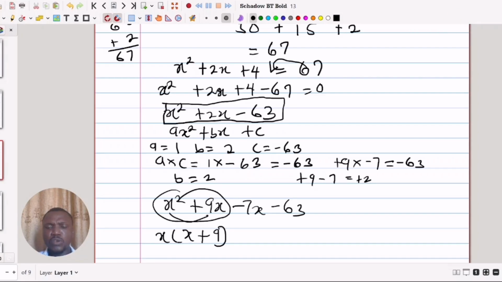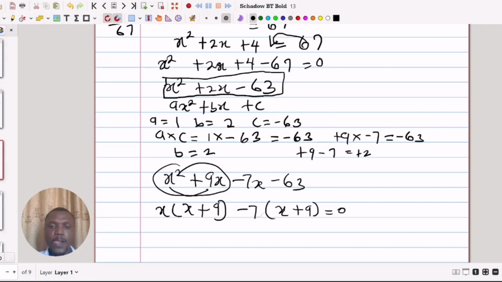So what's the common factor to minus 7x minus 63? That'll be minus 7. So you can now say minus 7x divided by minus 7, that'll give you x. Then minus 63 divided by minus 7, that'll give you plus 9. What's the next step? Next step, you can now write it like this. So this will give you x minus 7, x plus 9 equals to 0.